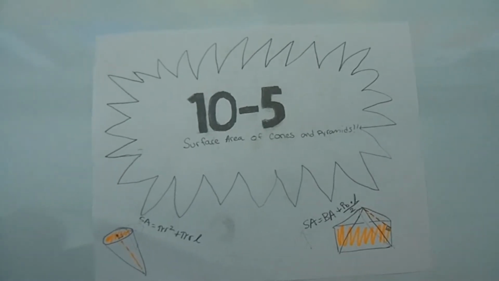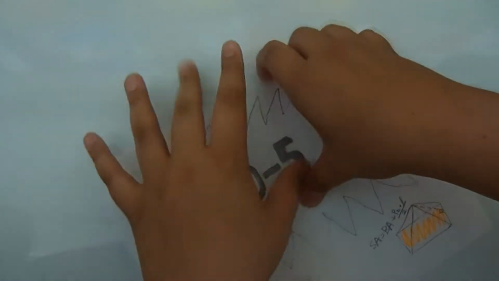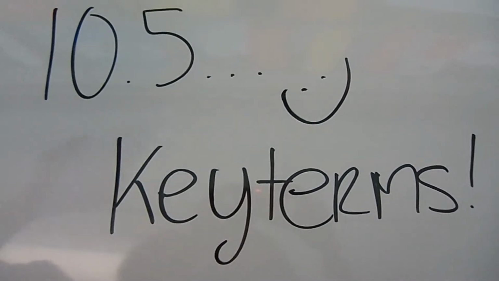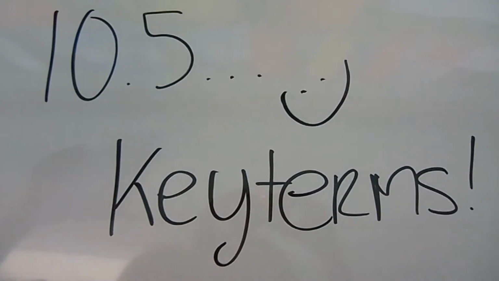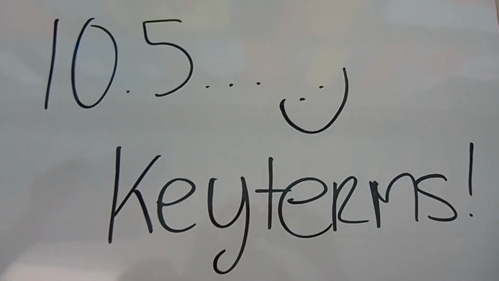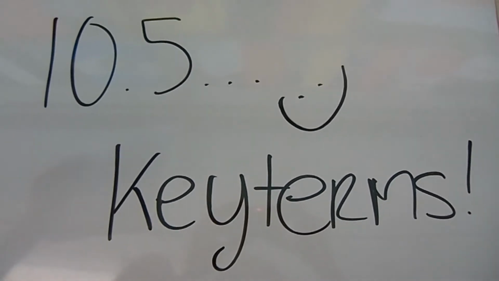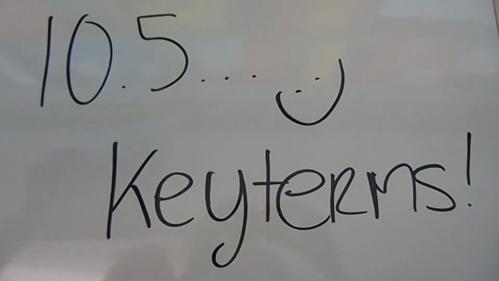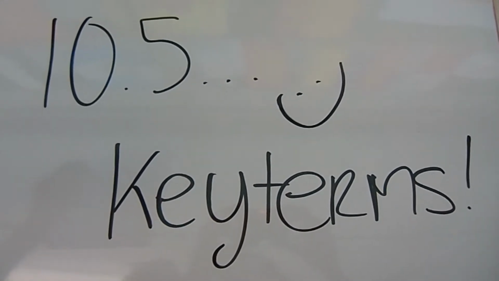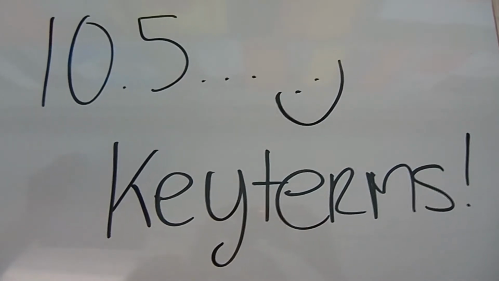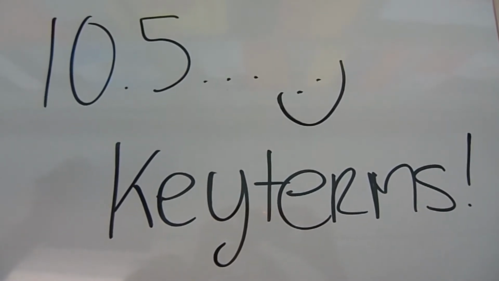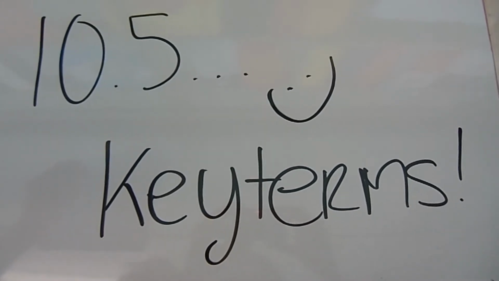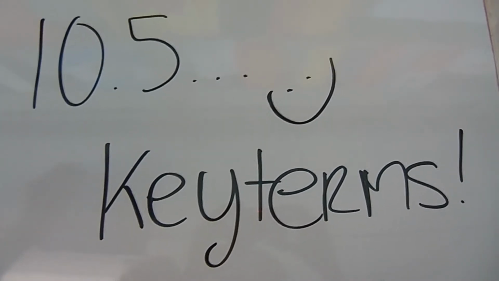10.5, surface area of cones and pyramids. Regular pyramid: a pyramid whose base is a regular polygon and the altitude is perpendicular to the vertex. Right cone: a cone whose altitude meets the base at a 90-degree angle. Slant height of a regular pyramid: the height from one of the base edges to the vertex. Slant height of a right cone: the height from the edge of the base to the axis.